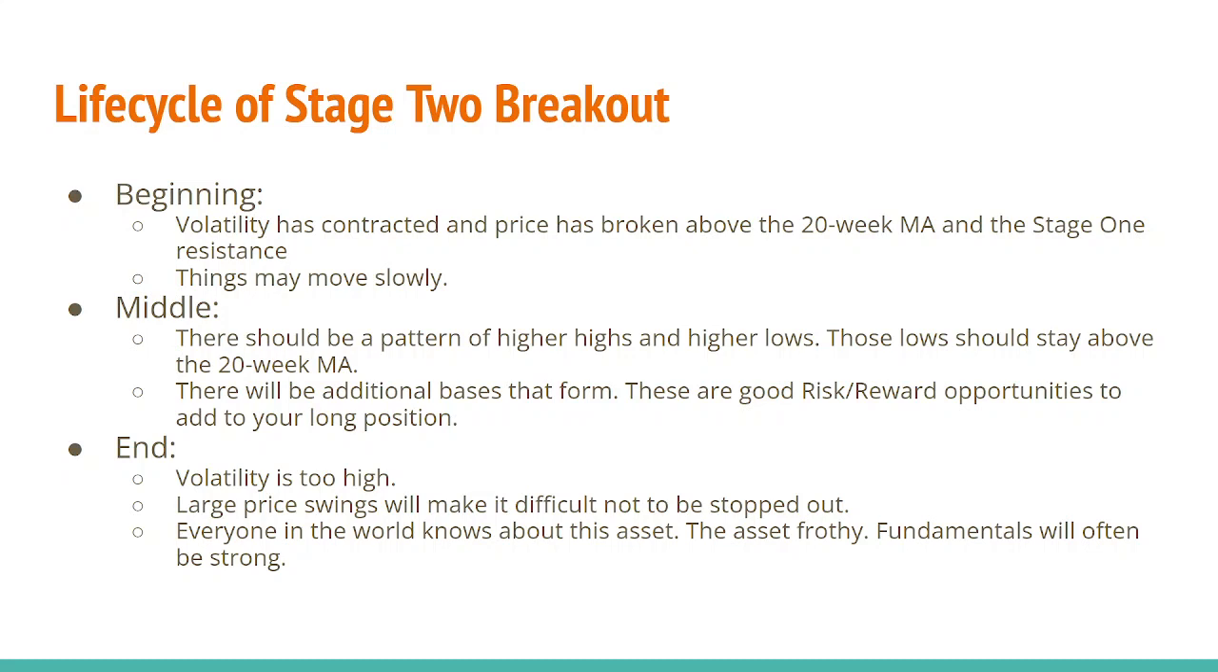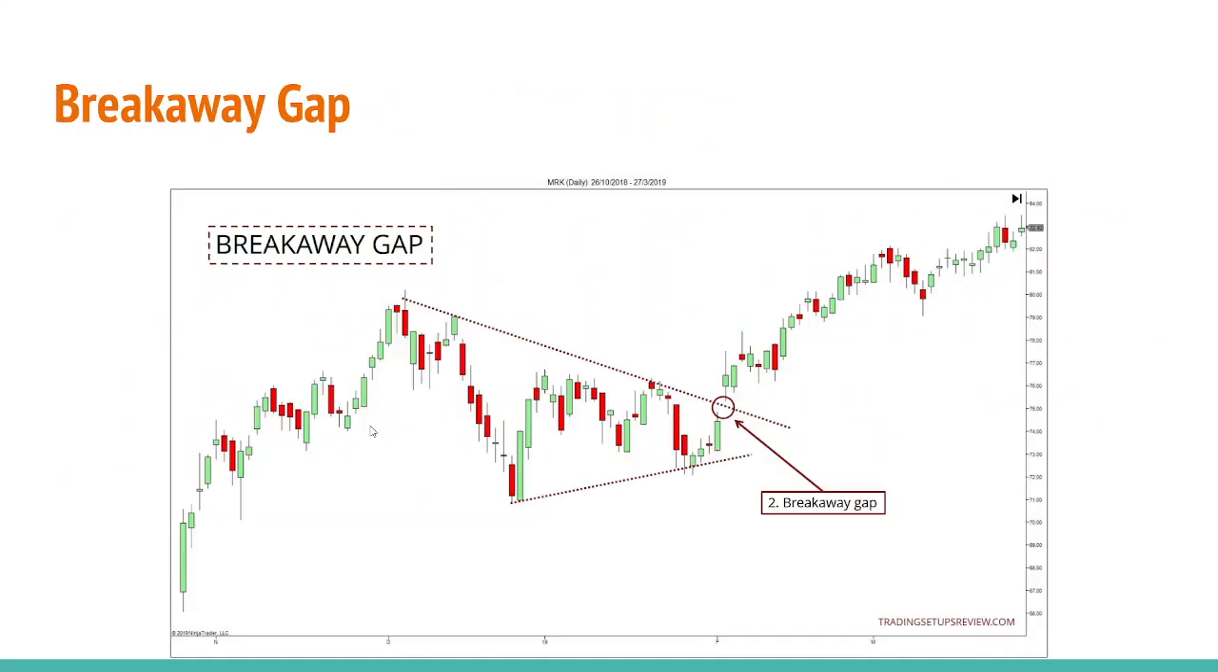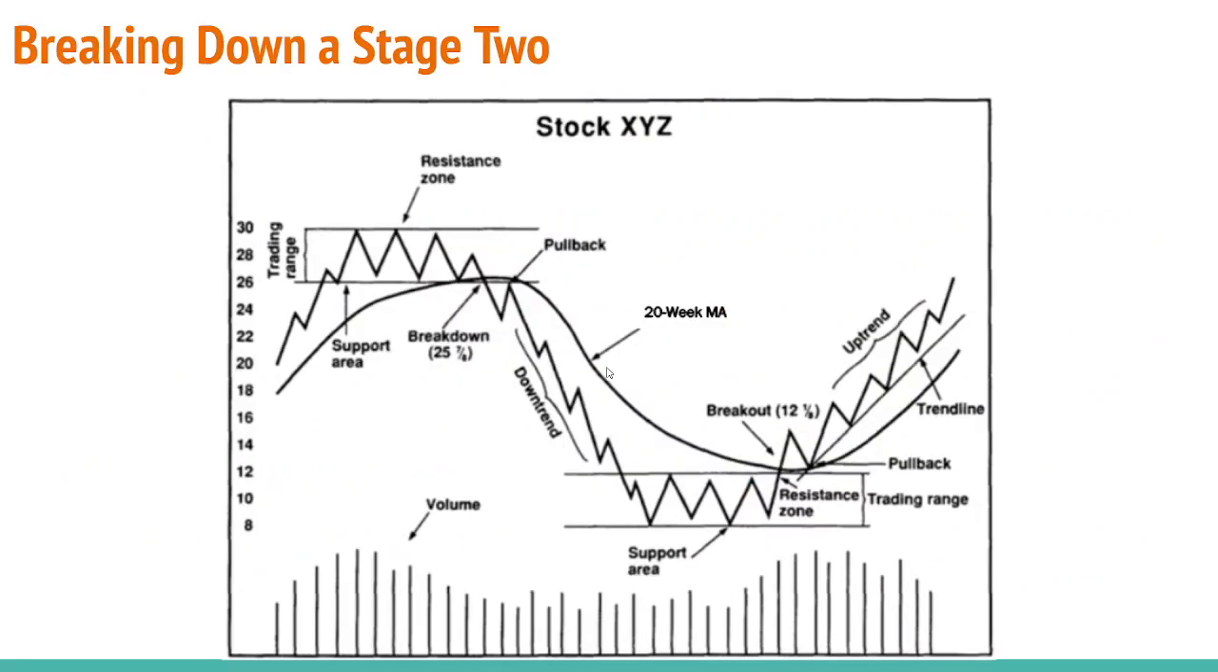Within the middle of a stage 2 breakout, there should be a pattern of higher highs and higher lows, as we discussed, and those lows should stay above the 20-week moving average. There will also be additional bases that form. These are good risk-reward opportunities to add to your long position. Let's see if they have any on here. They don't really have any patterns on this stage analysis chart, but we can go over some patterns when we look at our real-life chart examples.